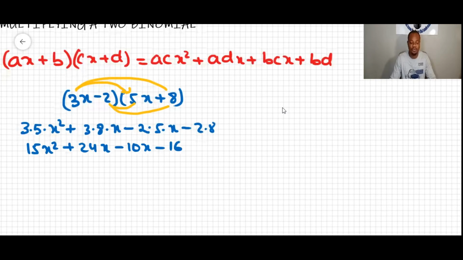Okay, when we multiply, now let's see if we can combine like terms. So we can see here we have 24x and negative 10x. The two are like terms, so they can be combined, and the expression will then be 15x squared plus 14x minus 16. So we can say here we simplify this algebraic expression.